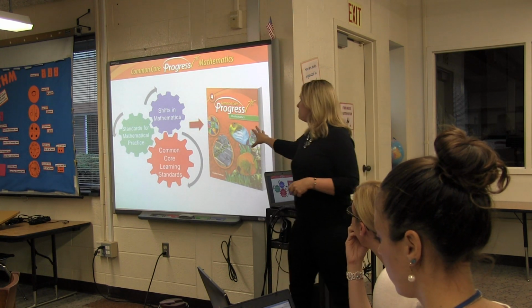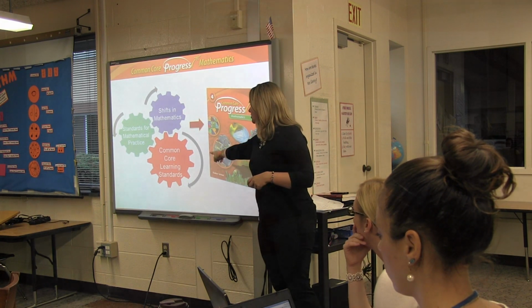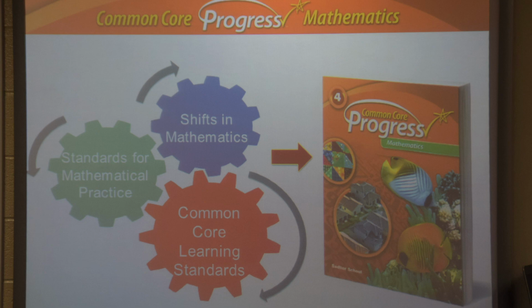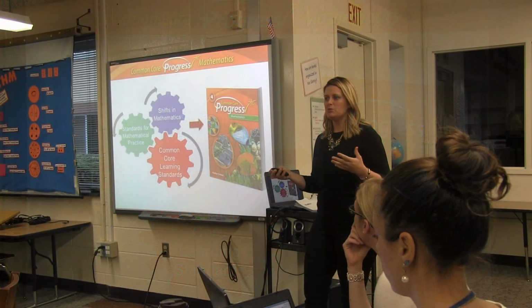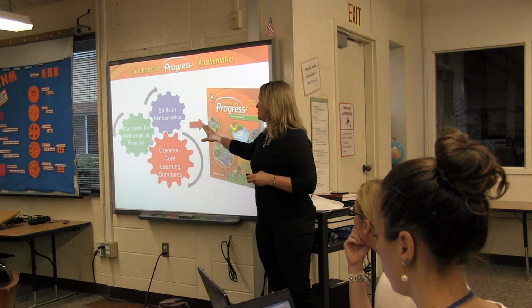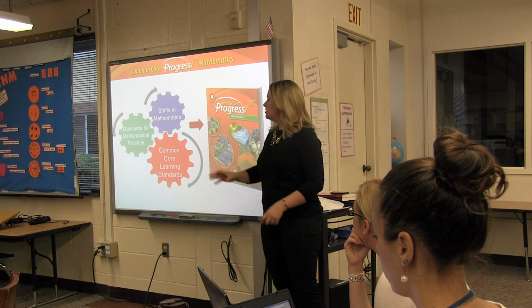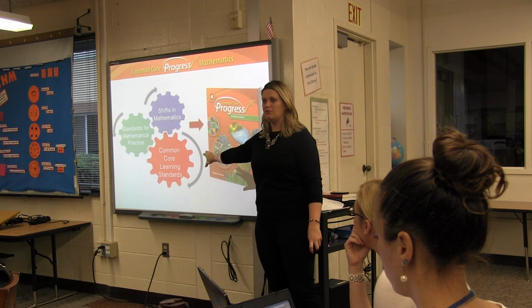So the Common Core standards encompass 3 entities. The first, you'll see in the red, is the Common Core Learning Standards. These are just your content standards. You know them, you're totally comfortable with them. It's what you're teaching in your particular grade level. But then the other 2 things are the standards for mathematical practice and the 3 shifts. So these 3 things we need to be addressing every day.